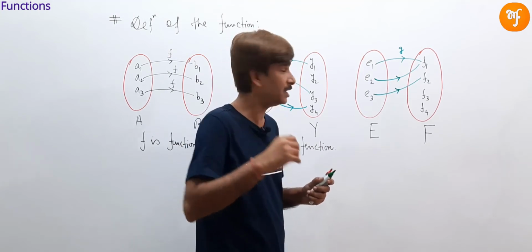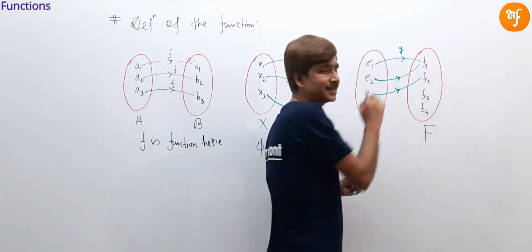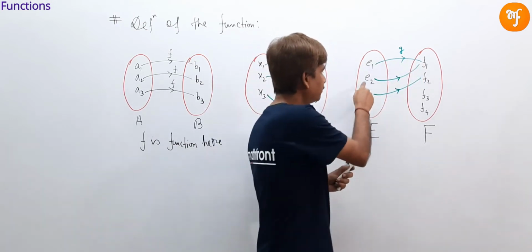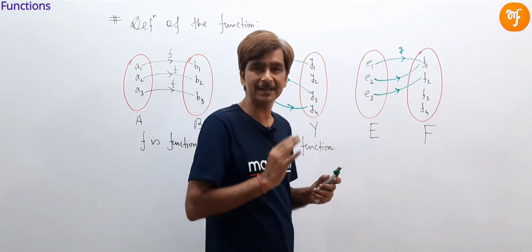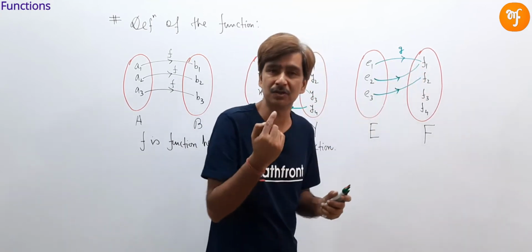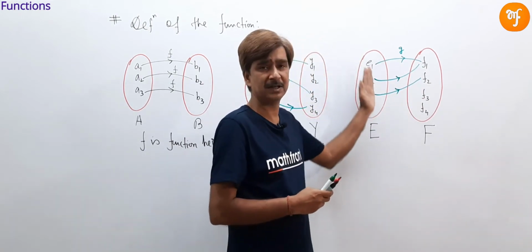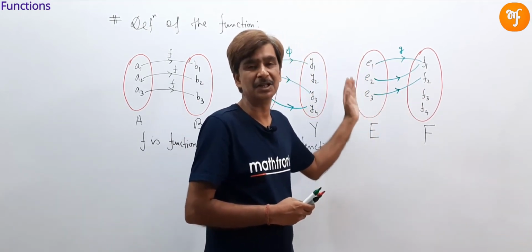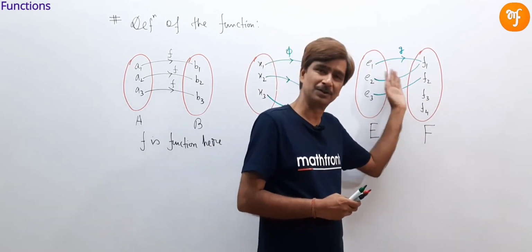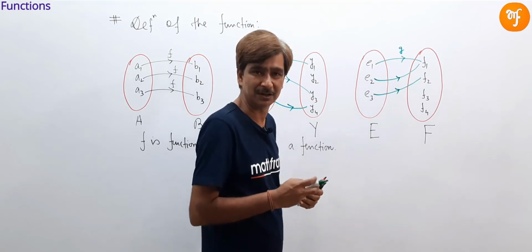And how many images does E1 have? The image of E1 is only one, which is F1. How many images for E2? It is also one, that is also F1. How many images for E3? It is also one, that is F2. So each and every element in the domain set has a unique image in the codomain. So this is also a function. Okay, so in this case the relation G is also a function.